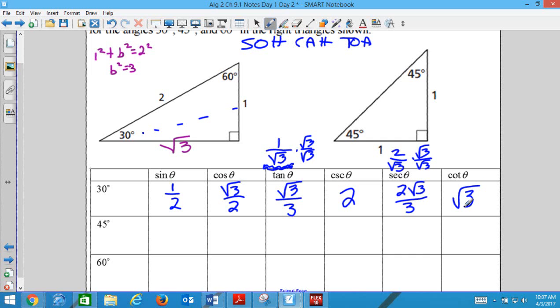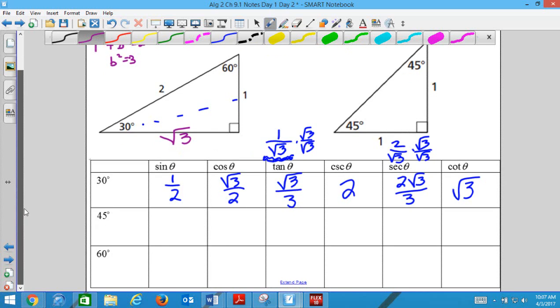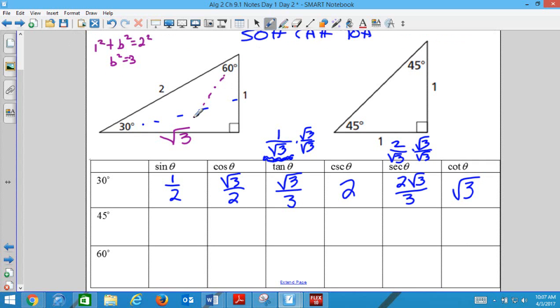We're going to do the 60s next, and then we'll go back and do the 45s. We're going to do the 60s next because the 60s are in the same triangle as the 30s. It is a 30, 60, 90 triangle that you learned about in geometry, hopefully. So the sine of 60 is opposite, square root of 3, over hypotenuse 2.